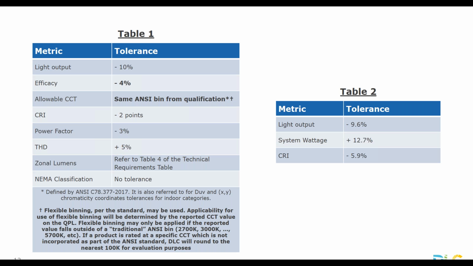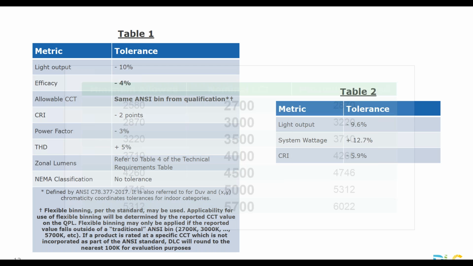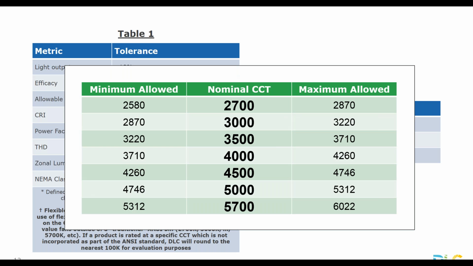Regarding CCT, the color temperature has to fall within the same ANSI bin from qualification. Additionally, for products that don't fall inside of a typical bin, such as 2700, 3000, 3500, etc., we will allow for a flexible binning option, which is, again, part of an ANSI standard. To determine the eligibility to use that flexible binning, DLC will review the reported CCT on the QPL. So what does that all mean? I just wanted to be as clear as we can here.